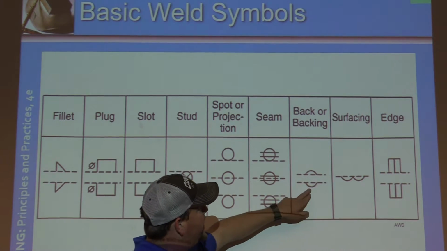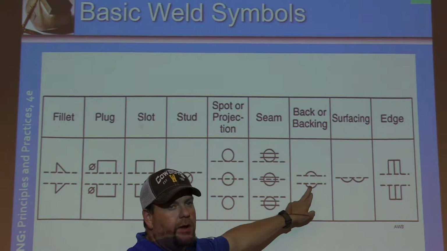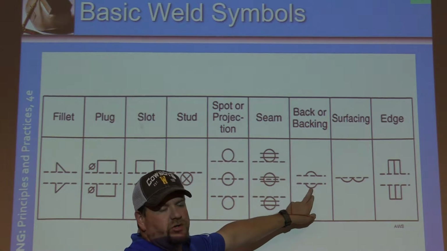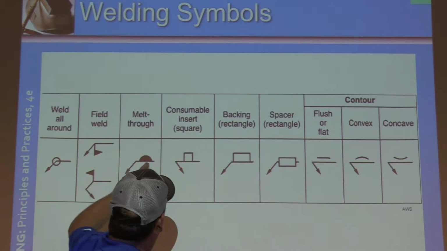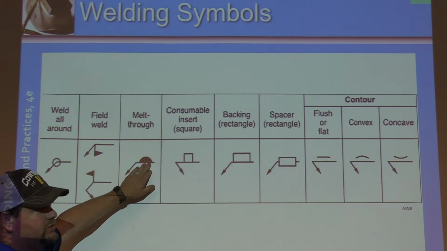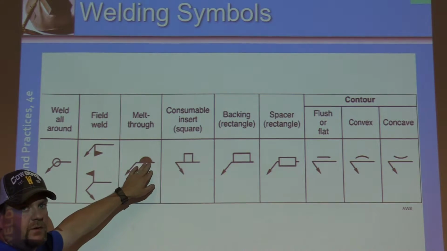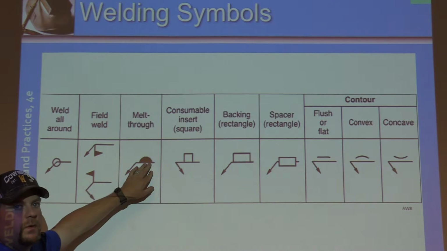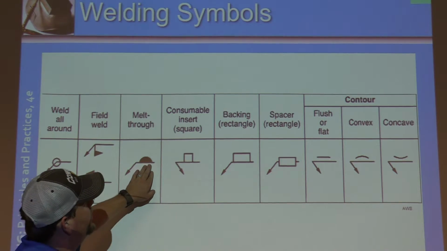Now it looks a lot like a backer and backing symbol as well, correct? But if you notice, this one isn't shaded in. If it's shaded, solid black, that means it's melt through. So in this case, this is a V-groove with an open root weld. We melt through the open root from the top side. Okay?